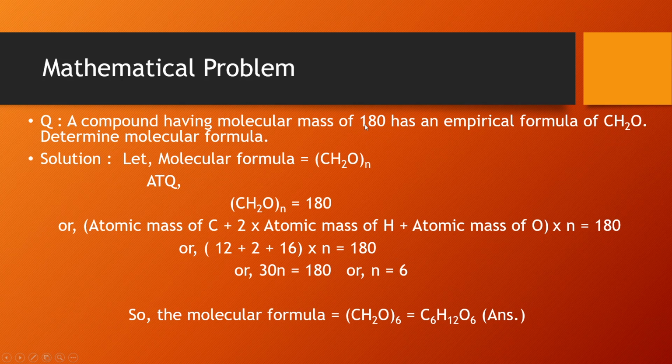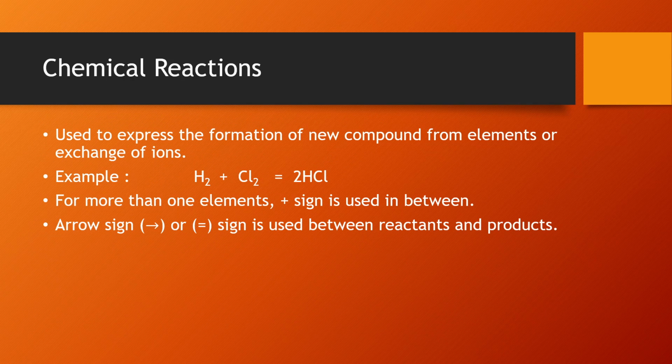Of course we have to know the molecular mass and the empirical formula, then we can determine the molecular formula of a compound. So in this section we have learned how to determine empirical formula, percentage composition and molecular formula. These are the processes that will have to be determined simultaneously. So the next topic will be chemical reactions.